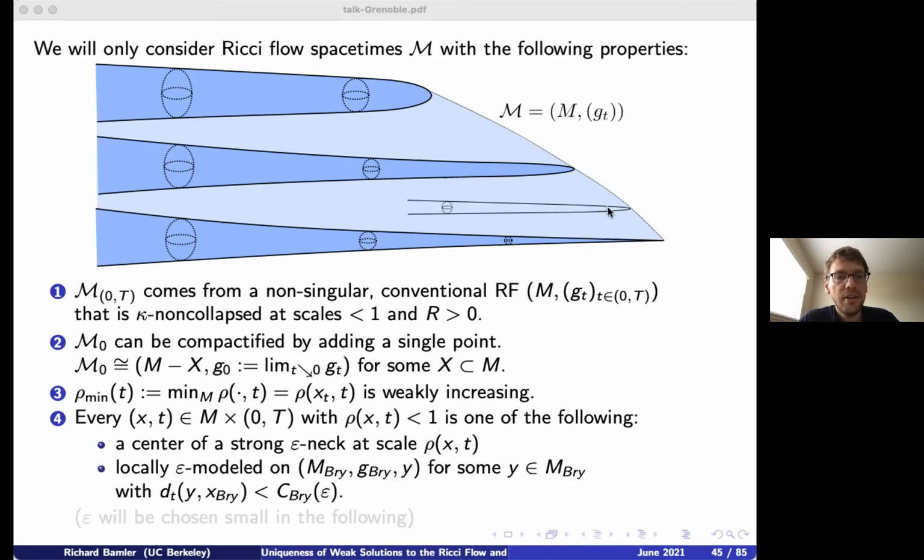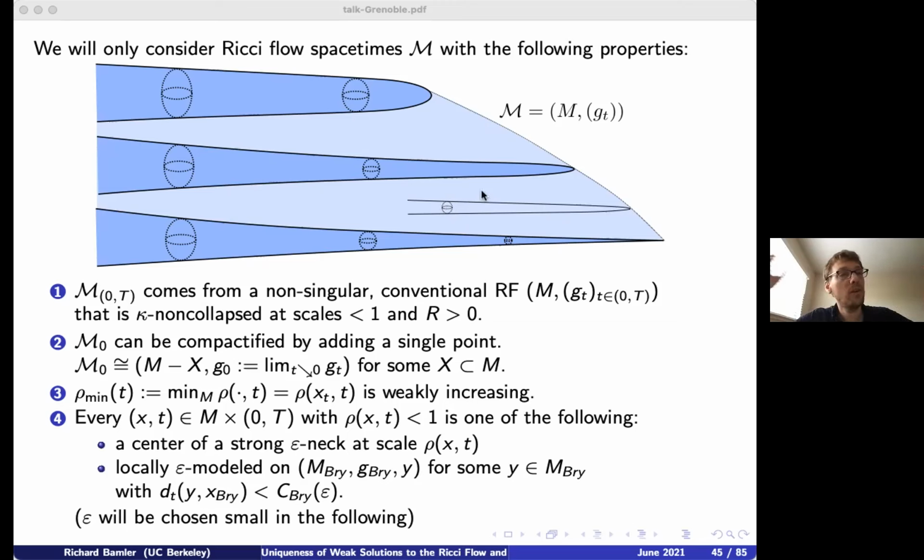Okay, so just to recall, we essentially want to look at this part of the flow, which looks more or less rotationally symmetric, and it locally looks like, so each of these guys are basically covered by strong epsilon necks, and in the end we see something that looks close to a Bryan soliton. All right, are there any questions on this setup?